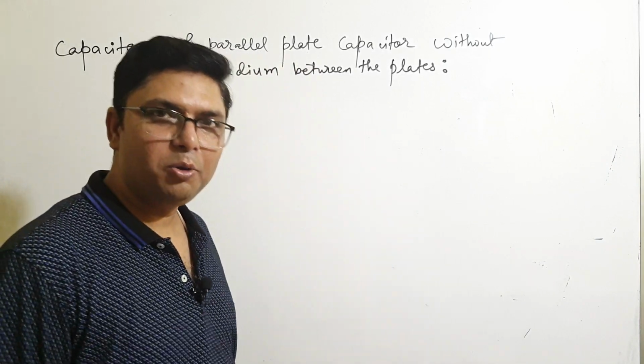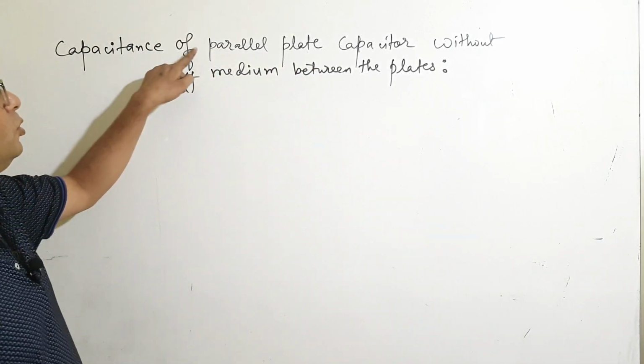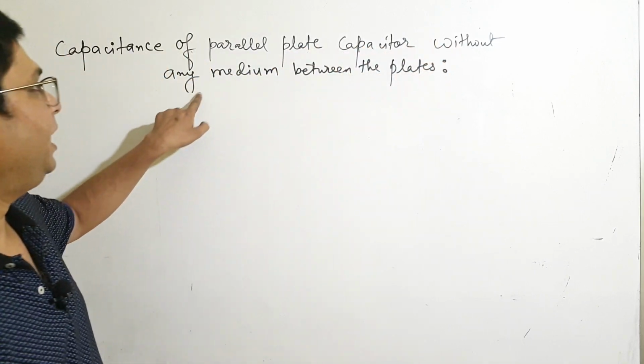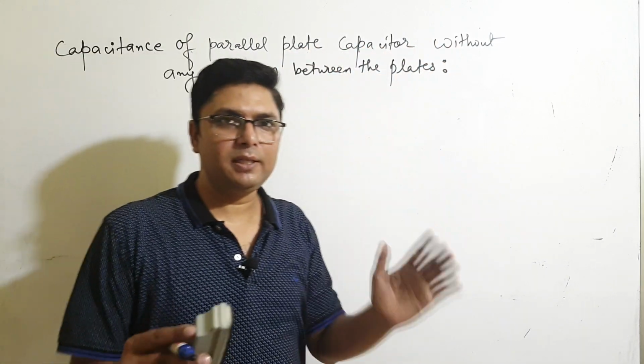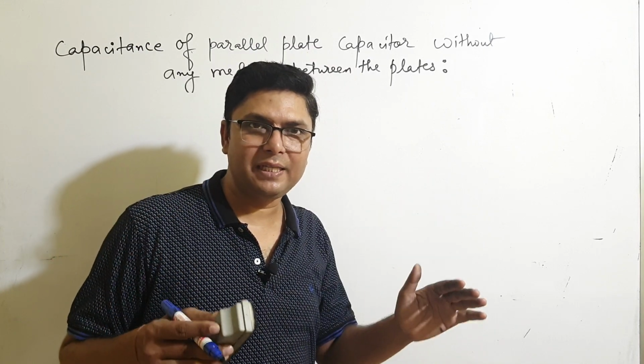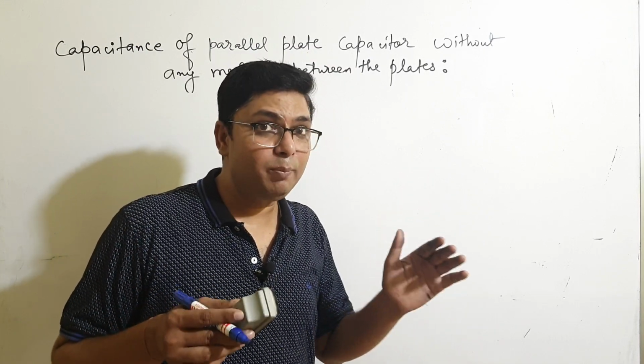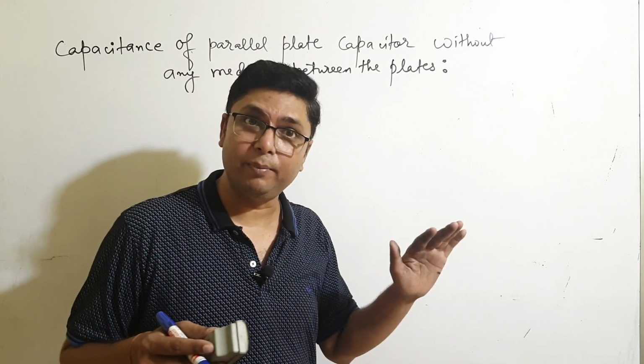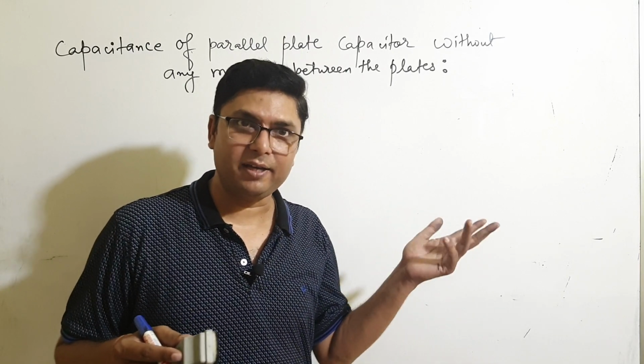Student, you are going to learn the capacitance of a parallel plate capacitor without any medium between the plates. This means that you have two parallel plates kept a distance d apart, and between the plates there is vacuum or air, which means no medium. Air is considered as vacuum here.